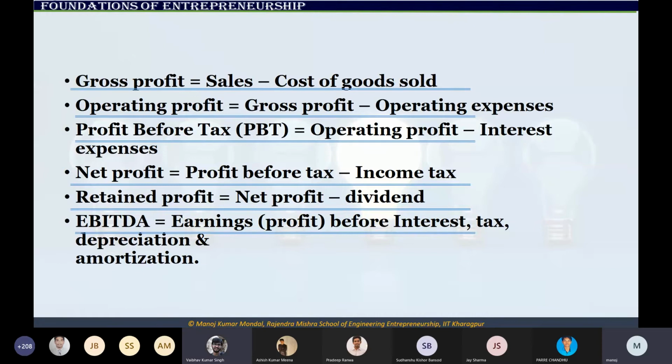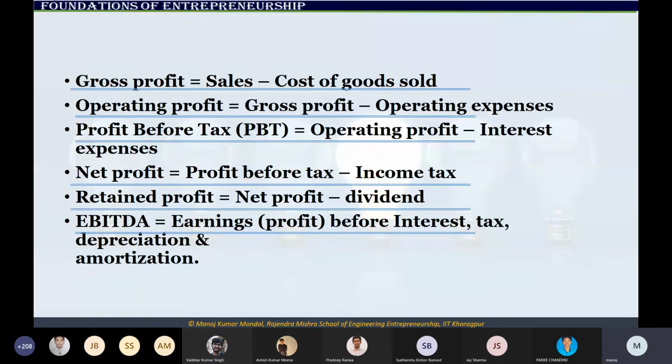Yes, so that only, like gross profit will be the same as profit before tax, because right now we have not... I'm coming. Yeah, hold your horses. Just give me some time.